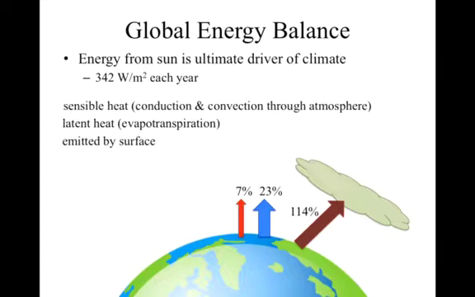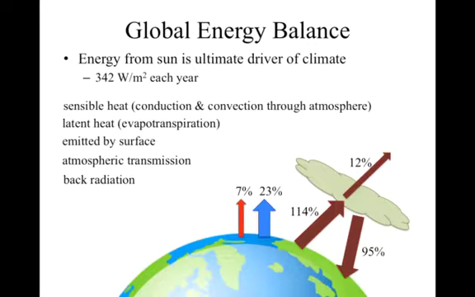Next, we have about 114% of the 342 watts per meter squared re-emitted by the surface of the Earth. And so the surface of the Earth is actually emitting more energy than the sun is shining onto the Earth in total. And you may think that's funny. You think, well, that doesn't make sense. Well, here's the trick. Only about 12% of that energy gets out through the atmosphere through atmospheric transmission. About 95% ends up radiated back down to the Earth's surface for another round. And so even though we are emitting more energy than the sun's putting in, a lot of that gets sent back and goes through another cycle and doesn't get out and escape.